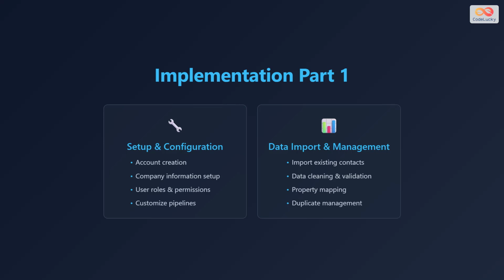Data import and management is critical for success. If you're migrating from another system, you can import your existing contacts. You'll want to clean your data by removing duplicates and validating information accuracy. Property mapping ensures your existing data aligns with HubSpot's structure. Managing duplicates early prevents confusion and reporting errors down the road.